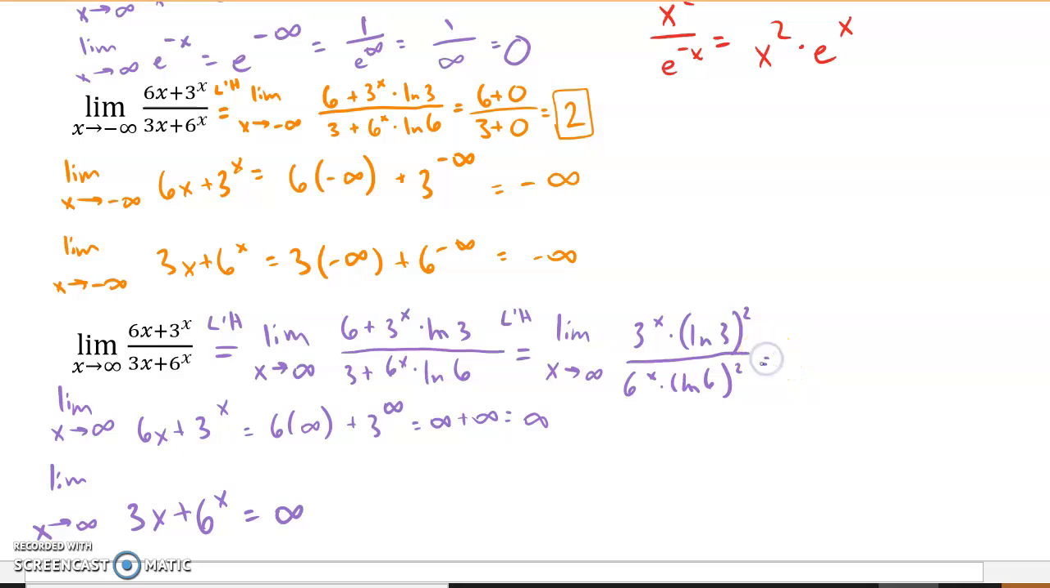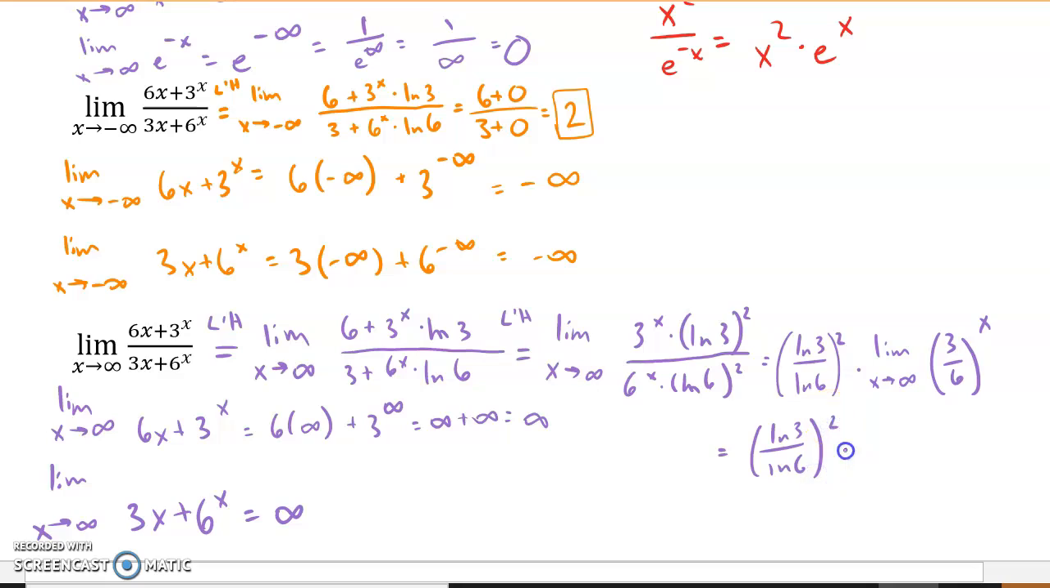So let's think about this. I'm going to factor out the fraction. This is a constant, so I don't really care so much about this. This is just going to hang out. It might be multiplied by our answer, or it might turn out that it doesn't matter at all. Let's take a look. Over here, we've got 3 to the x over 6 to the x. But since they're both being raised to the x, let's write it as 3 over 6 raised to the x. Now, we've got a constant of natural log of 3 over natural log of 6 squared times 3 over 6, which is 1/2, raised to the infinity.